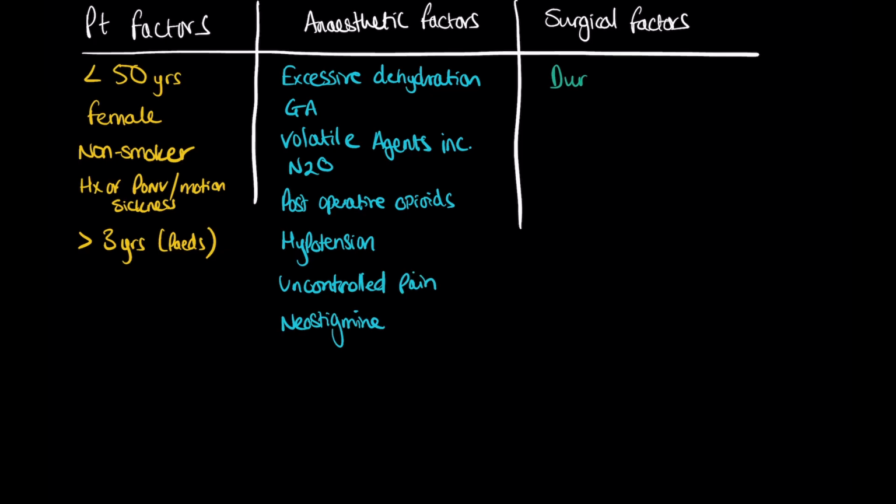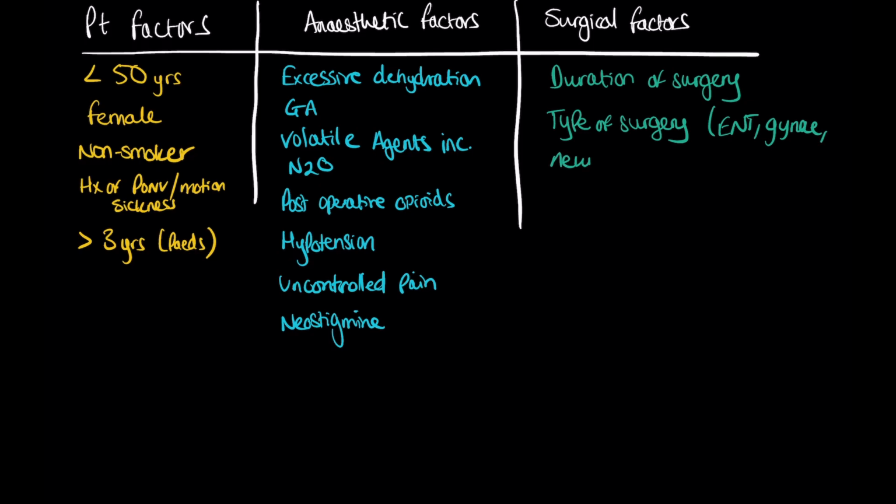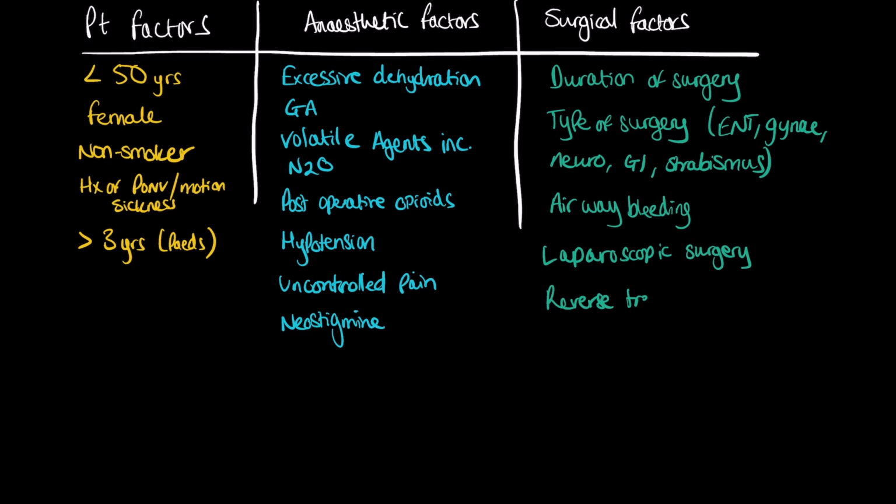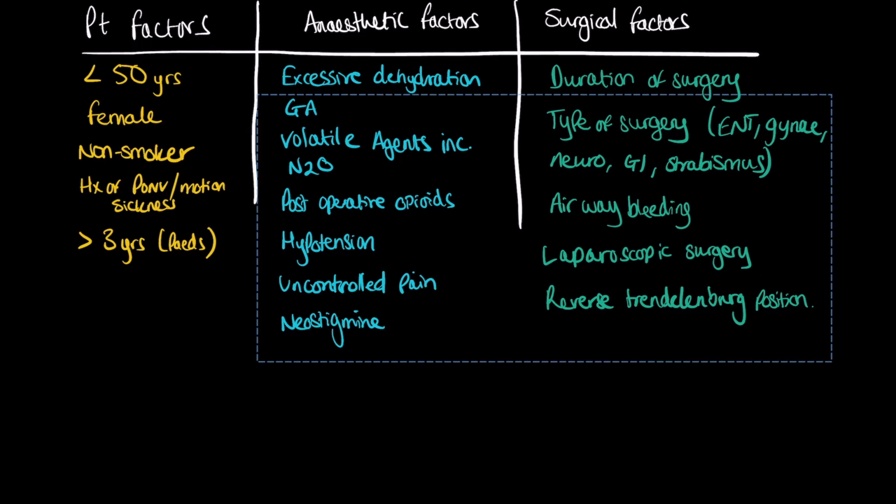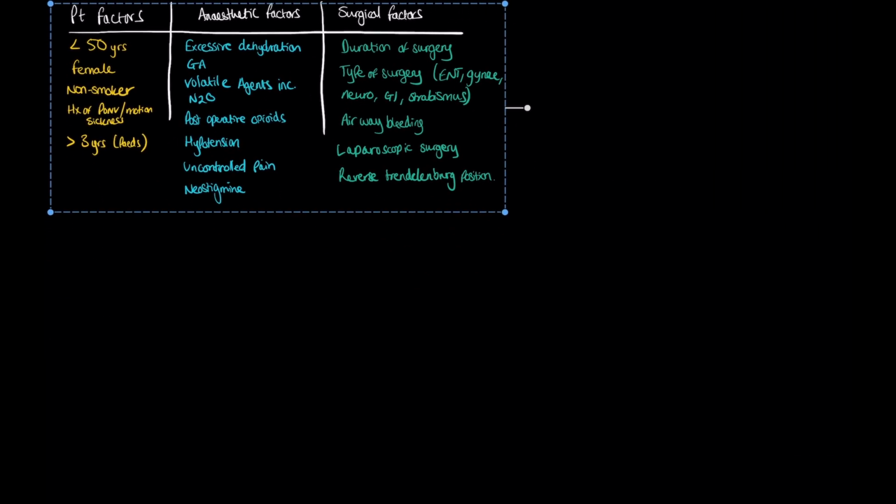Surgical risk factors include the duration of surgery, the type of surgery, with certain procedures such as gynae, urological, ENT, GI and neurosurgical surgeries being of the highest risk. Swallowing blood is also a strong emetogenic stimulus, and so any surgery which causes bleeding into the airway will increase the risk of post-op nausea and vomiting. Laparoscopic surgery, especially with reverse Trendelenburg position, and strabismus surgery are highly associated with post-op nausea and vomiting as well. These are the main risk factors to remember.